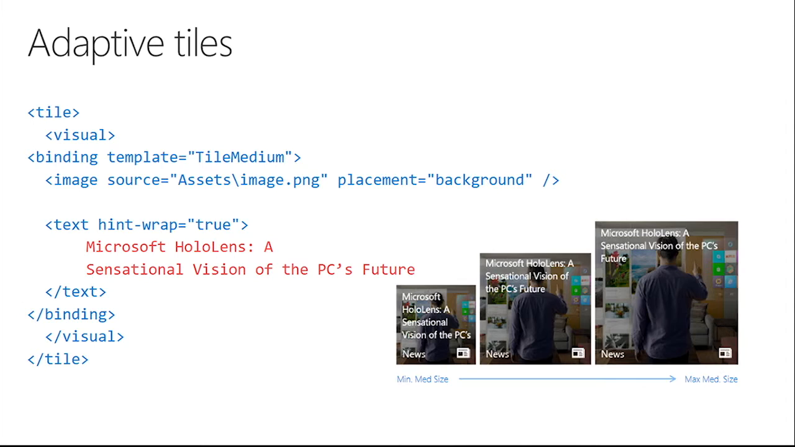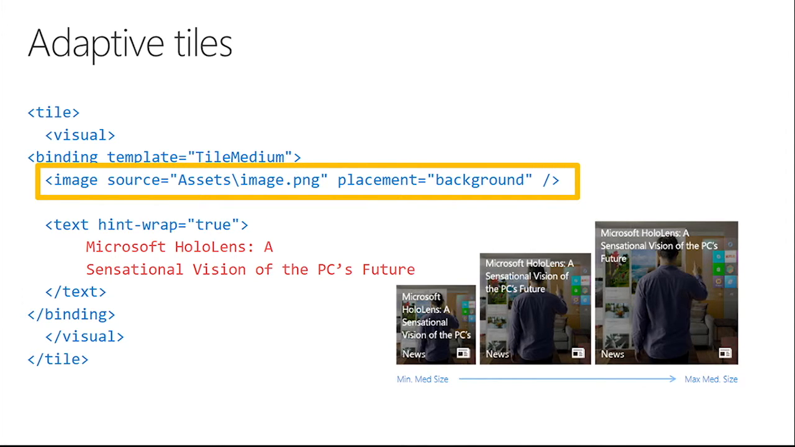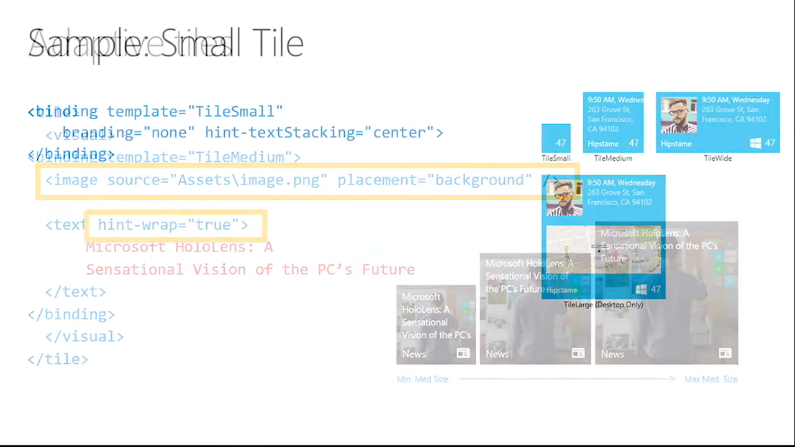So here's another example of a medium tile. You can actually supply an image for the back like that, say placement equals background. So we've got a nice HoloLens image, and then we have the text there where you can say, okay, I'd like you to wrap this, please, if you can. And you can see there the three images at the bottom are the minimum medium size on a small phone maybe, going up to the maximum medium size that you'll see on a much bigger system. And you can see it's doing the right thing. It's wrapping that text and coming up with something that works on each of those.